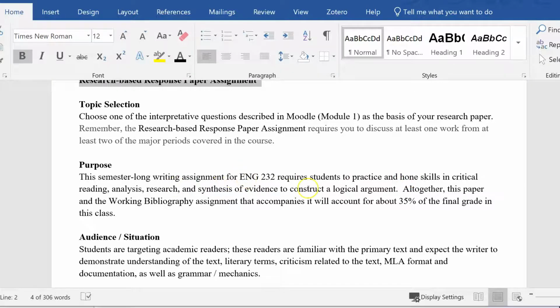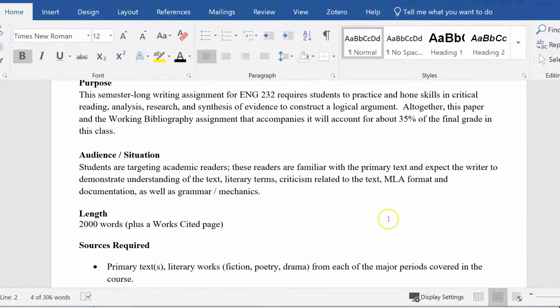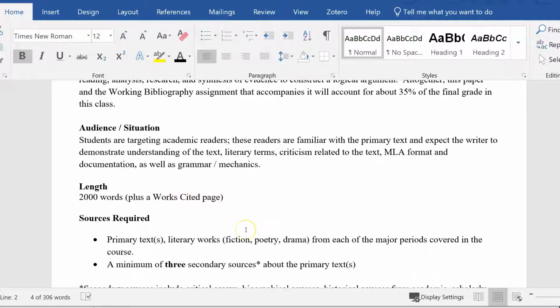As with any research project, its purpose is to hone the skills of critical reading, analysis, research, and synthesis of evidence, the basic elements that go into any project in academic writing, whether it's English or another subject. Together with the working bibliography assignment, the paper accounts for about 35% of your final grade. The length of the paper is around 2,000 words, plus a works cited page.